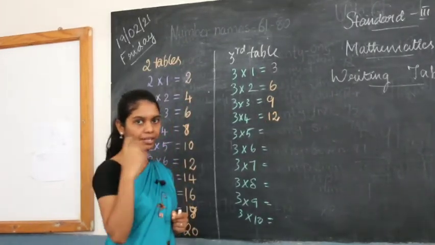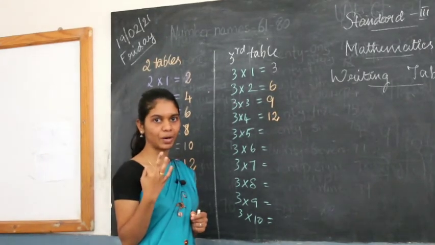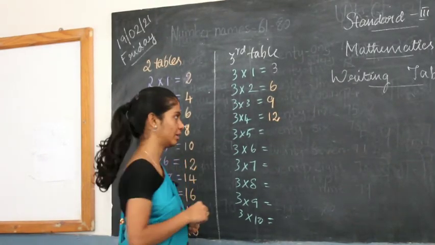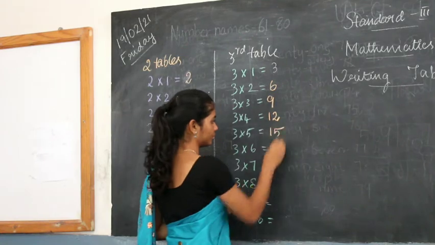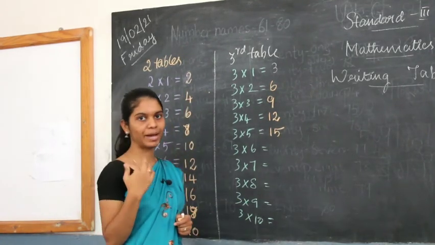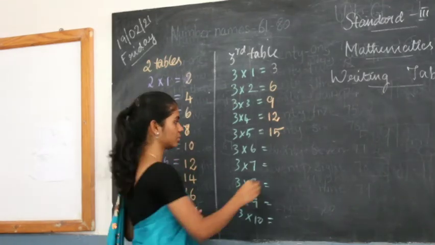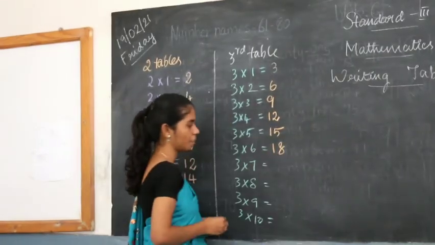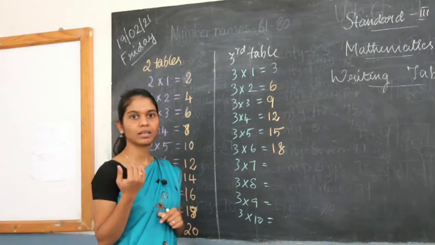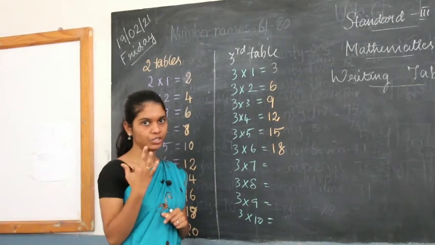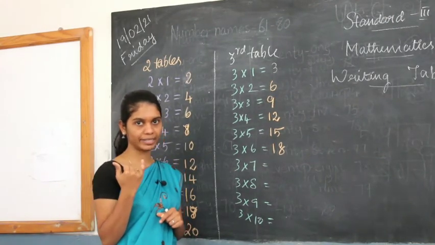So 12 in your mind, 3 in your finger. After 12, 13, 14 and 15. So 15 in your mind, 3 in your finger. After 15, 16, 17 and 18. After 18, 18 in your mind, 3 in your finger. After 18, 19, 20 and 21.